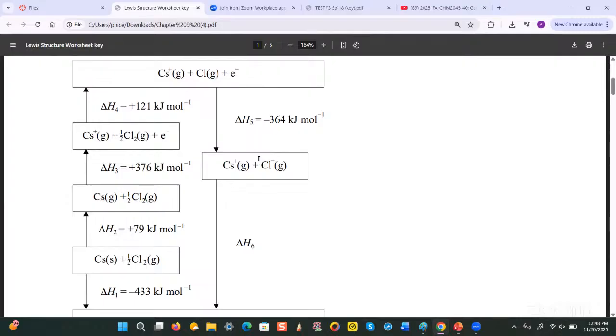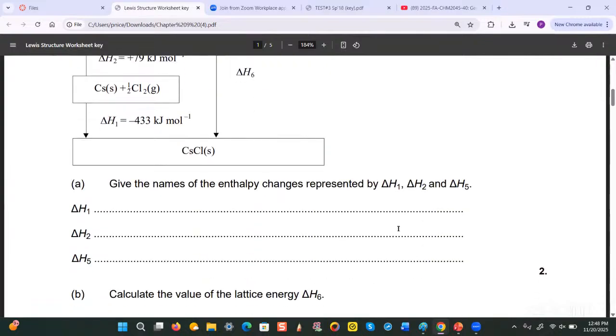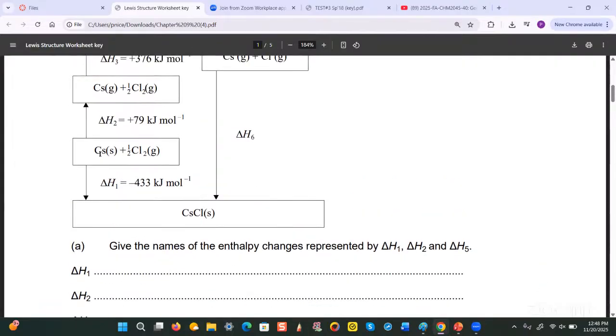And the question, well, there are several questions. The first of which is, give the name of the enthalpy changes represented by delta H1, delta H2, and delta H5. All right, so delta H1 is where we're going from cesium and chlorine to form cesium chloride. So what do you think the answer to that question is? What is the name given to that change where the metal and the non-metal react directly to form the ionic product? And feel free to look in your notes because we did at least 2 examples dealing with the Born-Haber cycle. So what do you think?